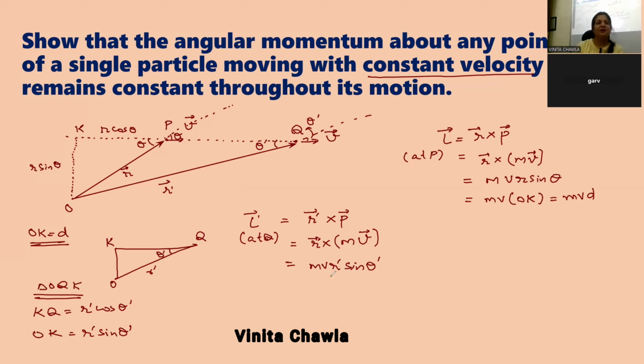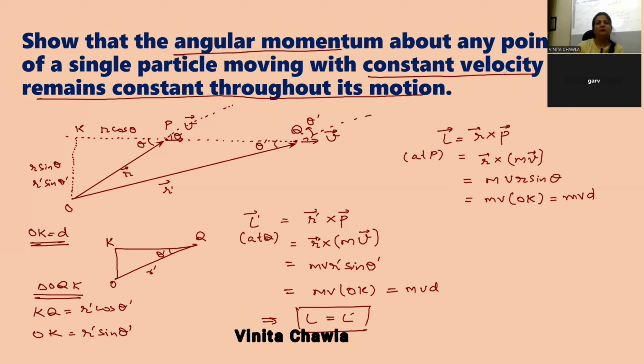Now this r dash sin theta dash is the same distance OK, right? So we can write OK in place of r dash sin theta dash. OK is d. So this is mvd. So we can see that in both the cases, angular momentum is same. This is what we had to prove, that angular momentum remains constant throughout the motion. If the speed is constant, if the velocity of the object is constant, then angular momentum is also constant.